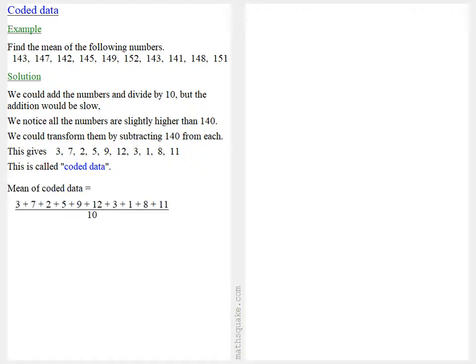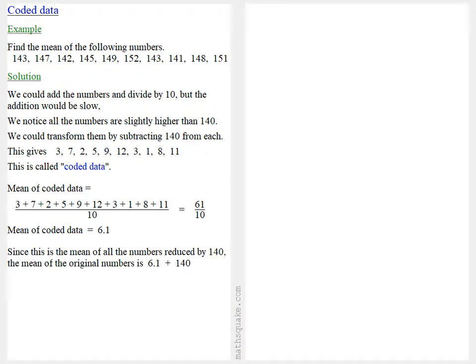Now we can find the mean of the coded data quite easily. We add the numbers together and divide by 10. That's 61 over 10. So the mean of the coded data is 6.1. Now since this is the mean of all the numbers reduced by 140, the mean of the original numbers is 6.1 plus 140, which is 146.1. So we've worked out the mean of the data is 146.1, but we have simplified the addition in the process.